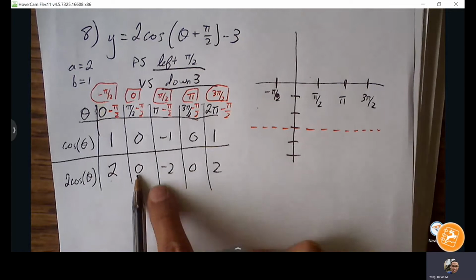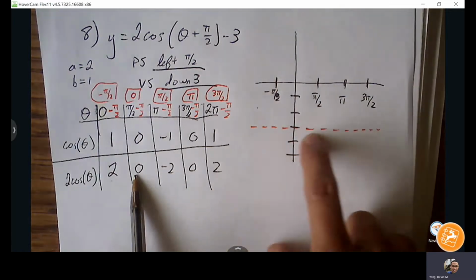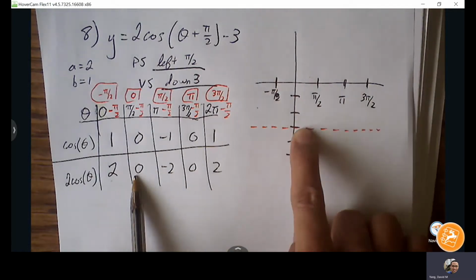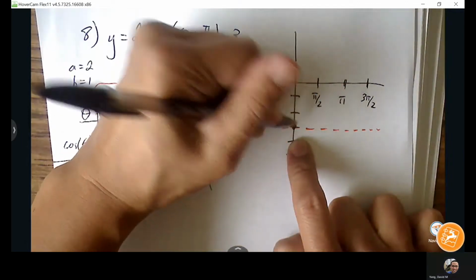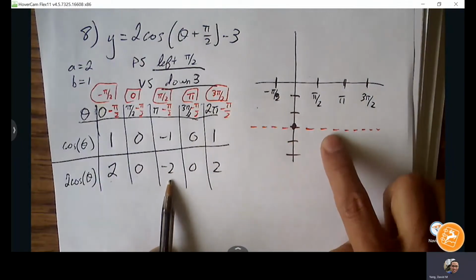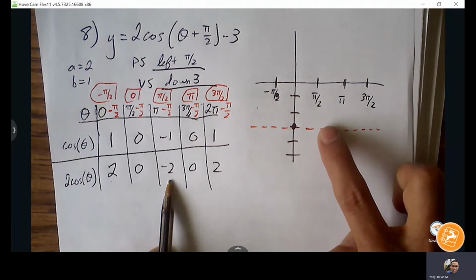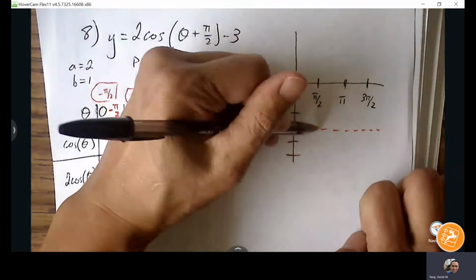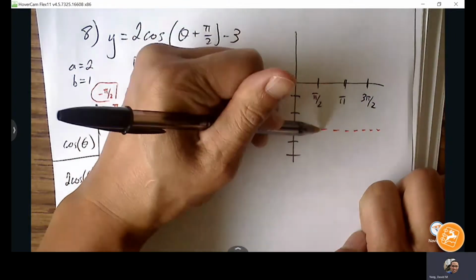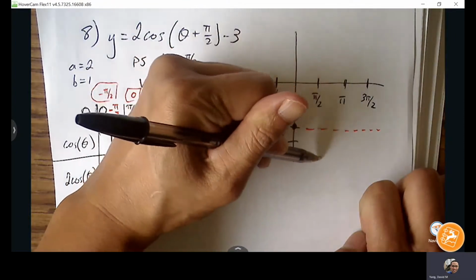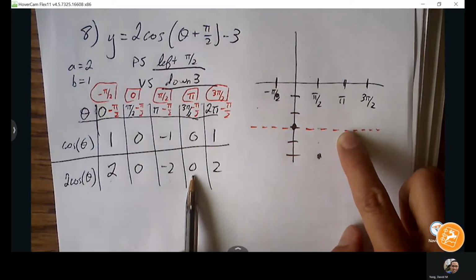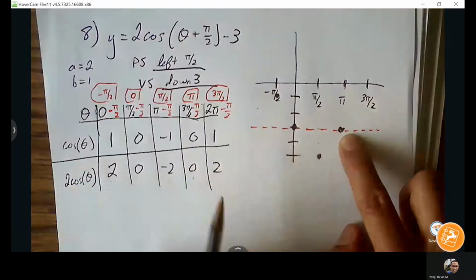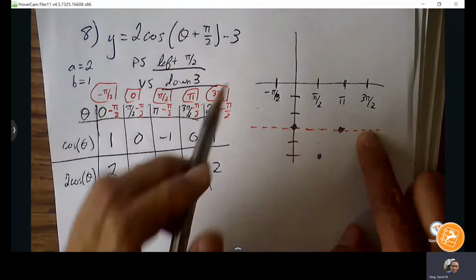0, I know the tendency is you see that 0, you want to put your 0 there, but just keep reminding yourself, that's my new 0. -2, I'm going to count from my dotted line down 2 units. Takes me down to what? -5. Then back to my dotted line, and then up 2 units.